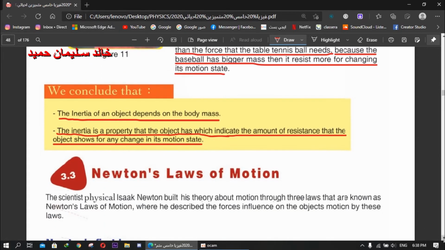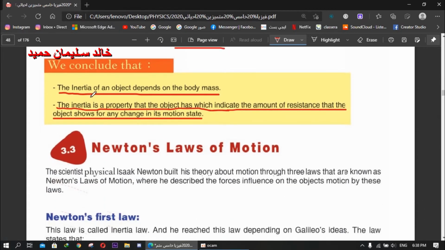We conclude from that the inertia of an object depends on the body mass. Inertia is a property that the object has, which indicates the amount of resistance that the object shows to any change in its motion state.